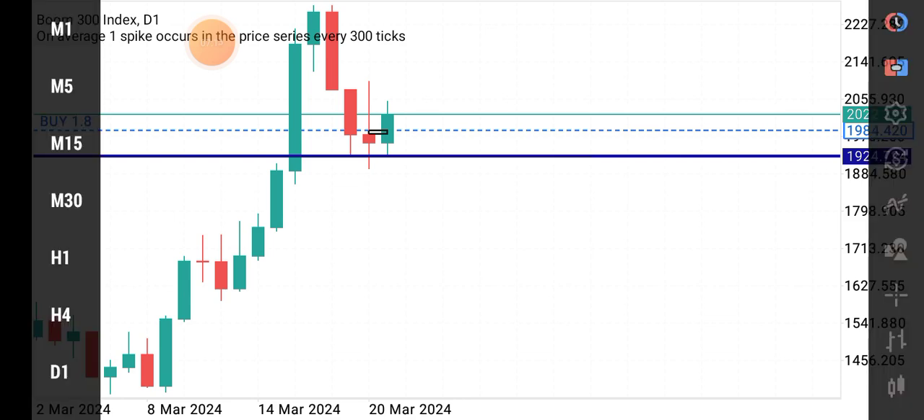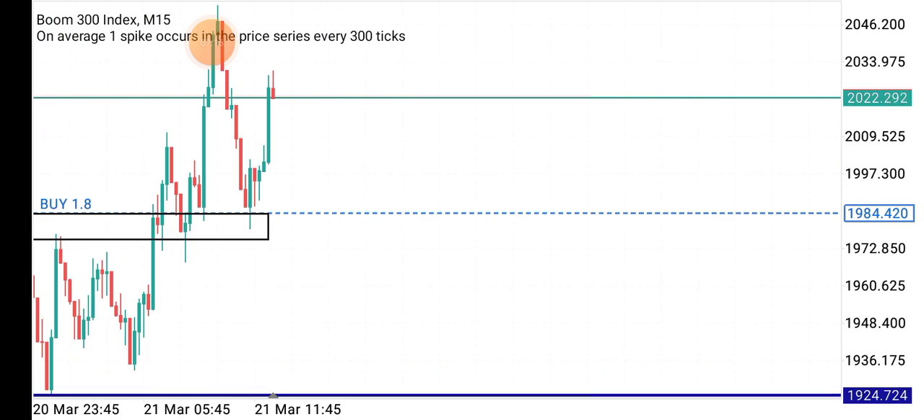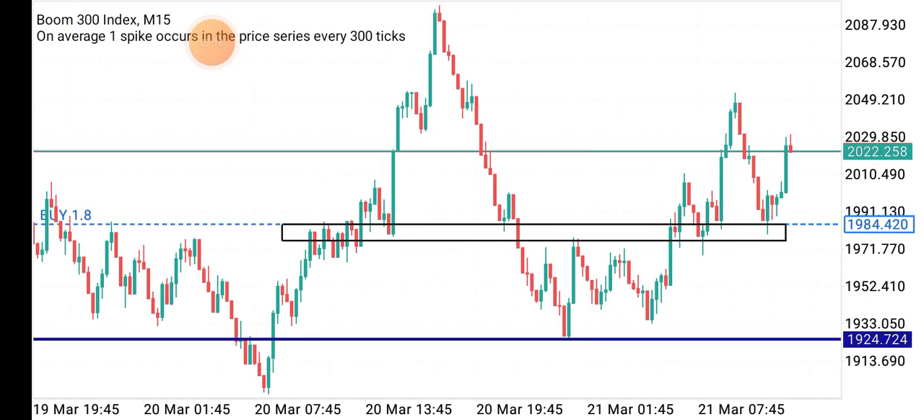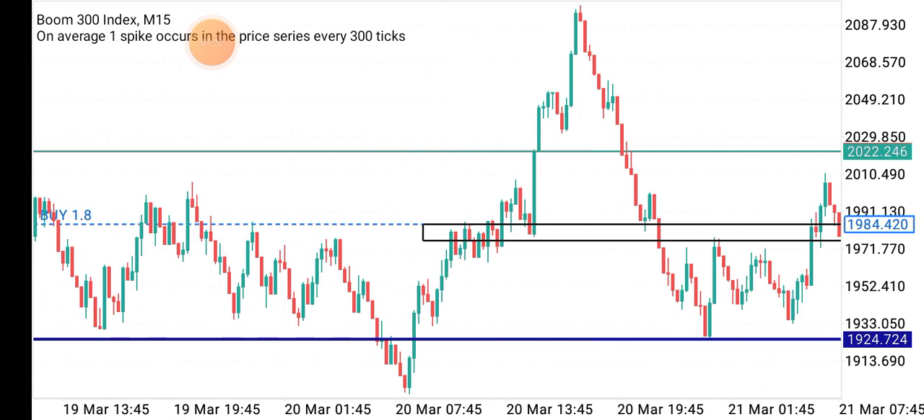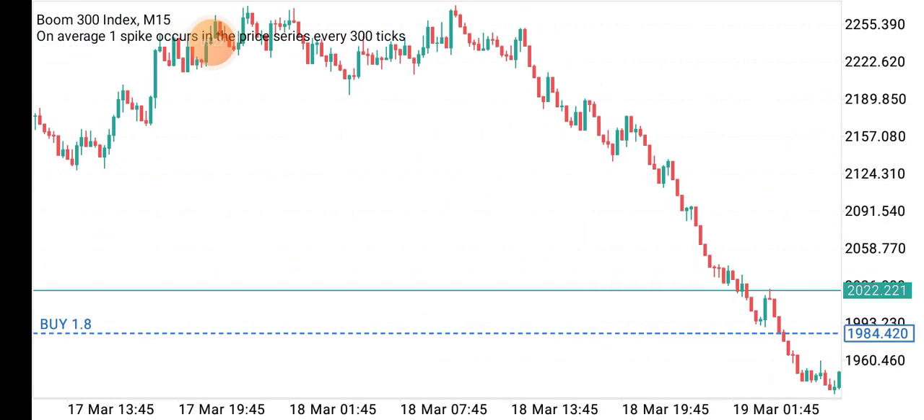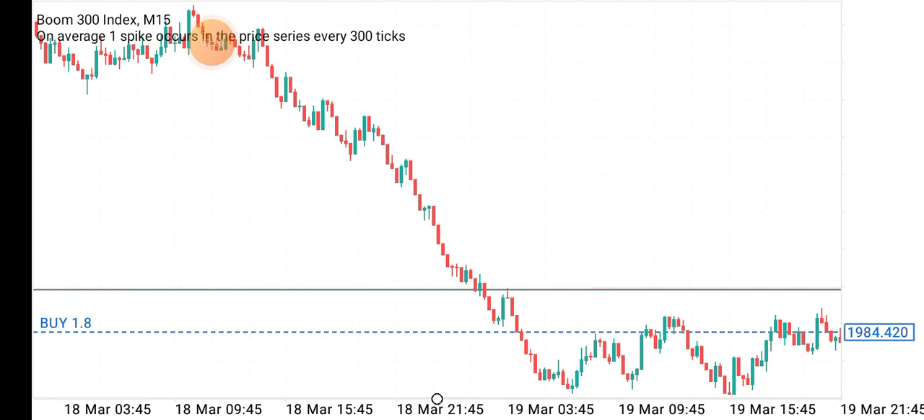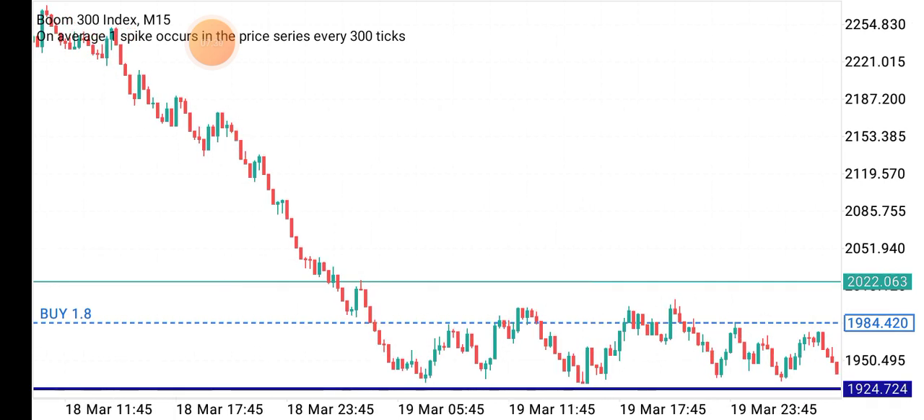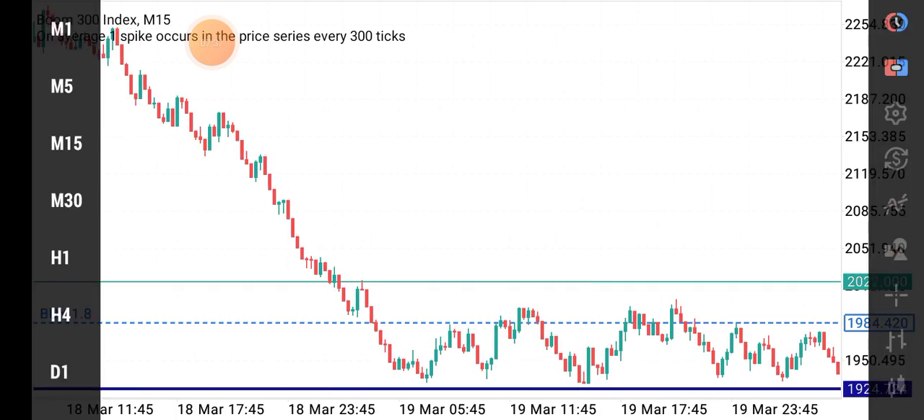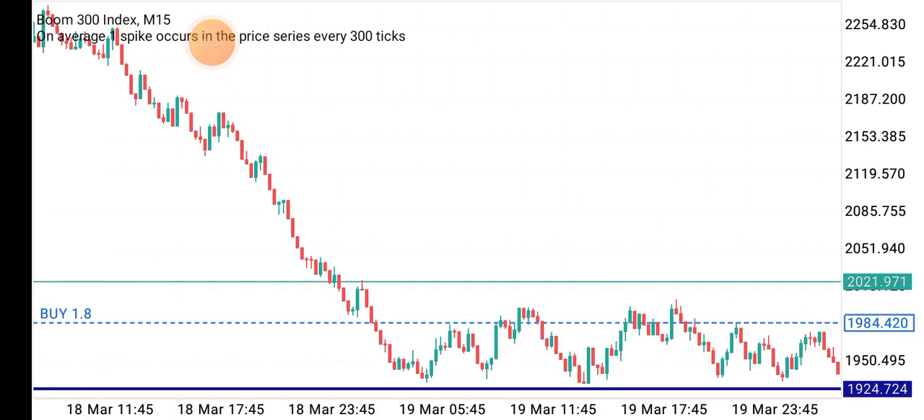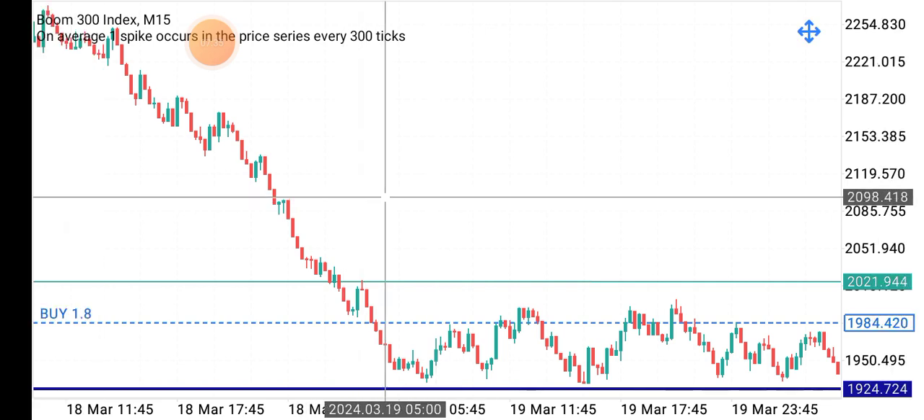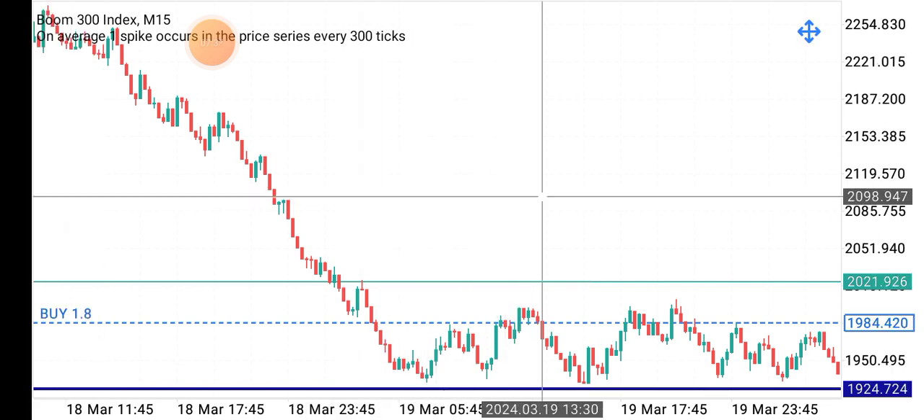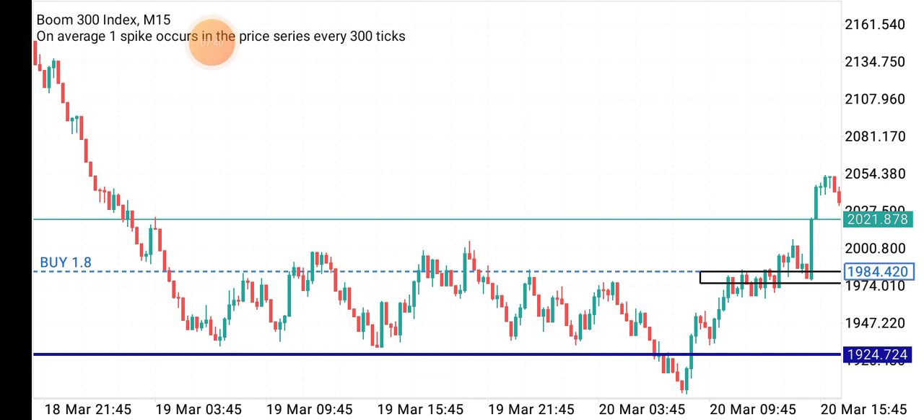So I'll go to this 15 minutes time frame and look for it. Where is the 19th of March? Let's see if we can trace it. I want to show you how you can use this strategy. The 19th of March, where did it start? Okay, it started from this point. Where did it end?